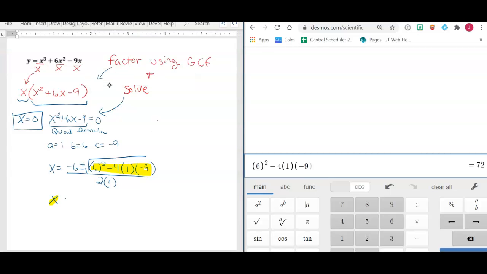So I have x equals negative 6 plus or minus the square root, and I'm going to put 72 in its place, and then I'll do the math on the bottom really quick. 2 times 1 is 2. So we have to ask ourselves two questions. Is it a negative? If it was, we would take out an imaginary i to make it positive, but in this case it is not. And then we want to know, is it a perfect square?